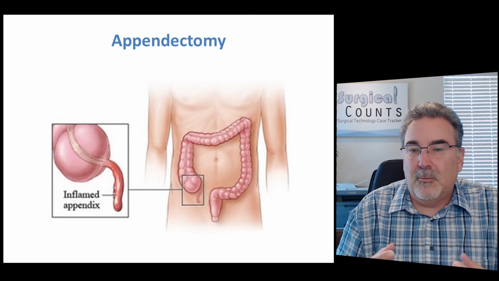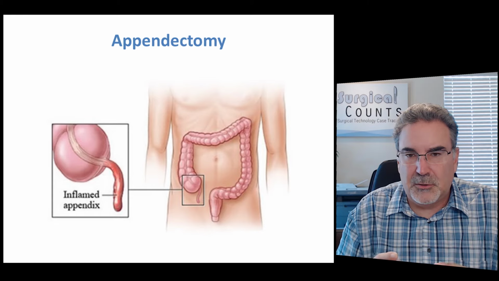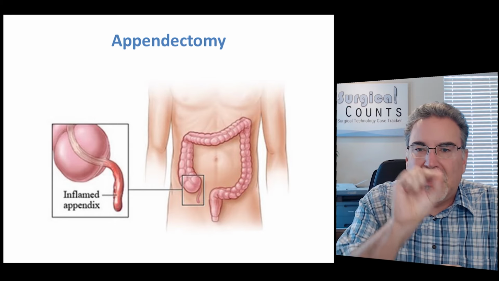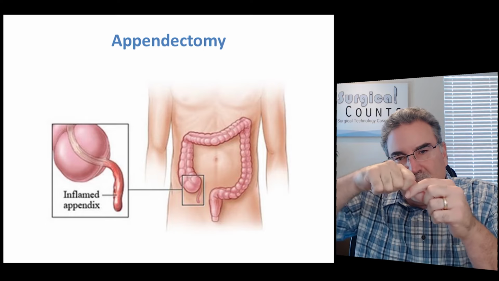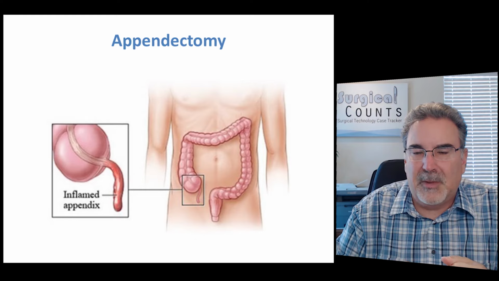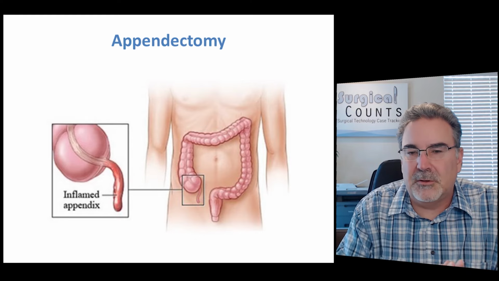The old way of doing it would be to, again, take that purse string suture, because the appendix is a little tube, we're going to suture all the way around the appendix, and then we're going to pull that suture tight, sealing it off right there, and then we can cut the appendix off. So we would use a purse string suture.